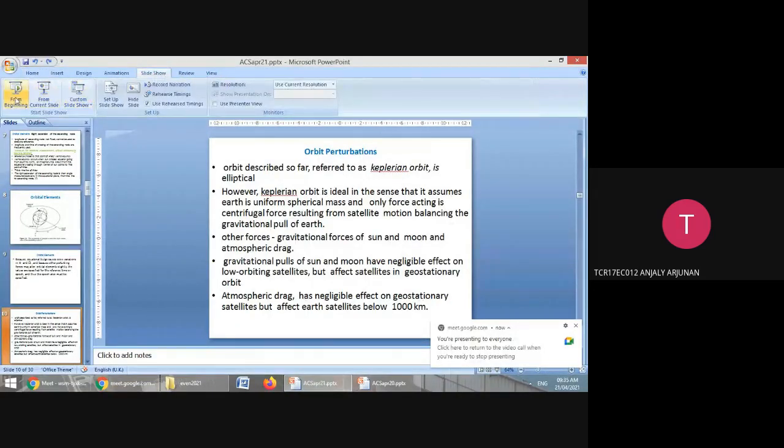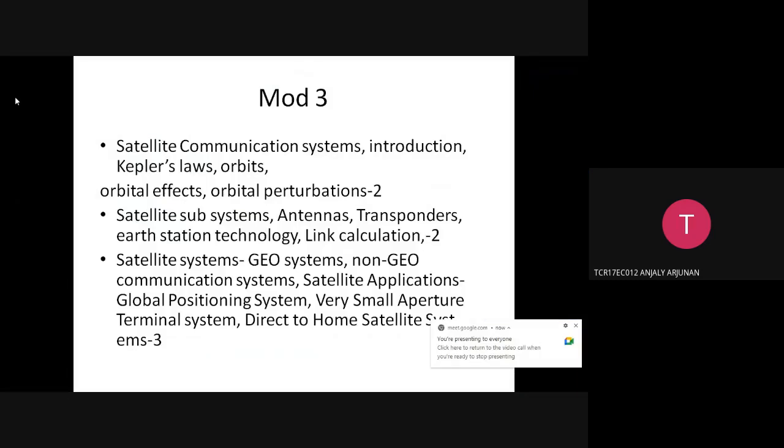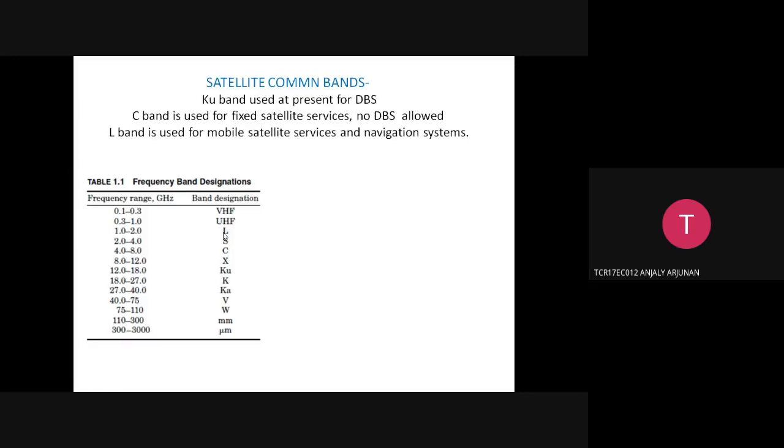Okay, last class we started with the third module, satellite communication systems. We saw Kepler's laws. Three laws are there, and there are six orbital elements. We looked at orbital perturbations, and we will enter satellite subsystems today. So we saw that these are the bands used for satellite communication.